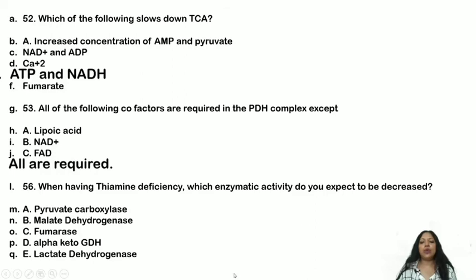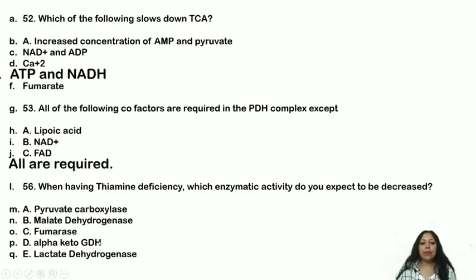Now, the quite tricky question, the last one. When having thymine deficiency, which enzymatic activity do you expect to be decreased? Okay. This question does not say that thymine is a cofactor of any enzyme. We need to think about which of these enzymes uses thymine as a cofactor. Is it pyruvate carboxylase? No. Is it malate dehydrogenase? No. Is it fumarase? No. Is it alpha ketoglutarate dehydrogenase?